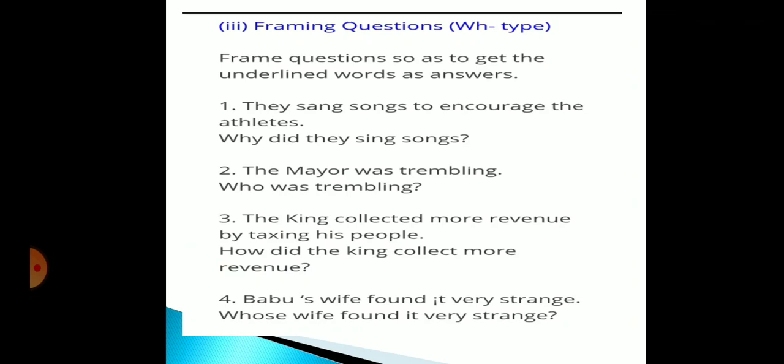Look at the first sentence. They sang songs to encourage the athletes. The correct WH word for this sentence is: Why did they sing songs? Next one, the mayor was trembling. Who was trembling? Third one, the king collected more revenue by taxing his people. How did the king collect more revenue? Fourth one, Babu's wife found it very strange. Whose wife found it very strange?